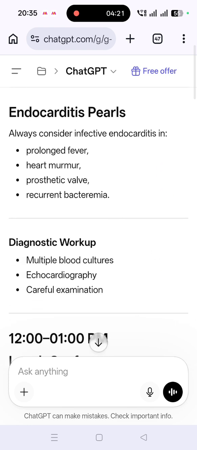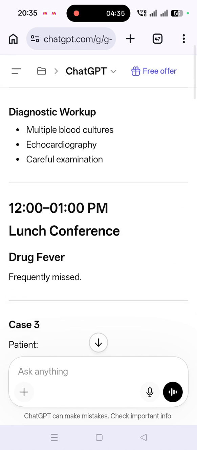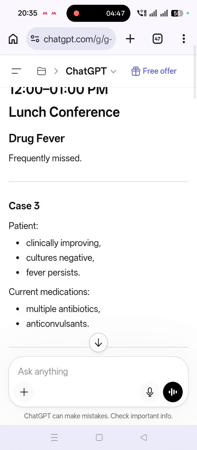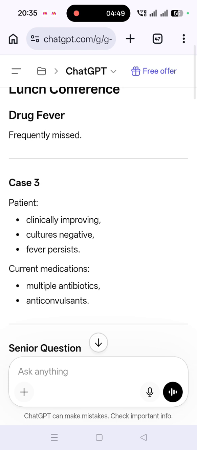And the endocarditis pearl here is, always consider infective endocarditis in prolonged fever, if there is a heart murmur, if there is a prosthetic valve, if there is recurrent bacteremia. So the diagnostic workup in these cases is: multiple blood cultures should be done, echocardiography should be done, and careful examination. During lunch time, drug fever should be read carefully, which is most of the time frequently missed.